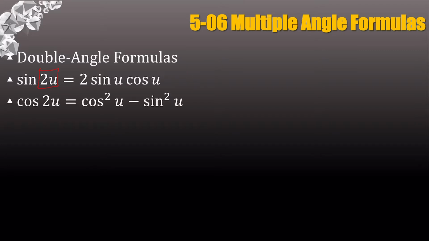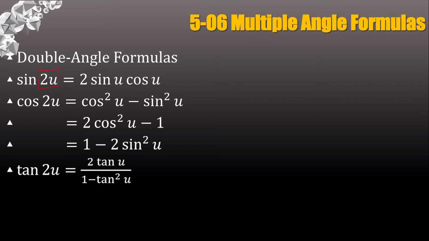Cosine of 2u is cosine squared u minus sine squared u, or 2 times cosine squared u minus 1. That's because sine squared plus cosine squared equals 1, so you could substitute that in. Or 1 minus 2 sine squared u. Tangent of 2u is 2 tangent u over 1 minus tangent squared u.